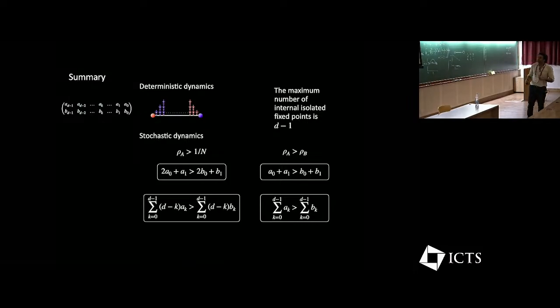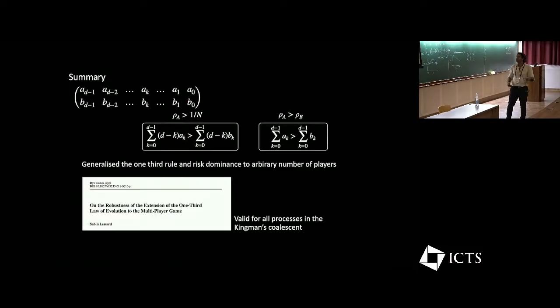But what we have done basically here is, if you remember the interpretation of these quantities, the fixation probability larger than neutral and comparison of fixation probability, what do they mean? Well, we have generalized the 1/3 rule and the concept of risk dominance to these multiplayer games, arbitrary number of players rather.